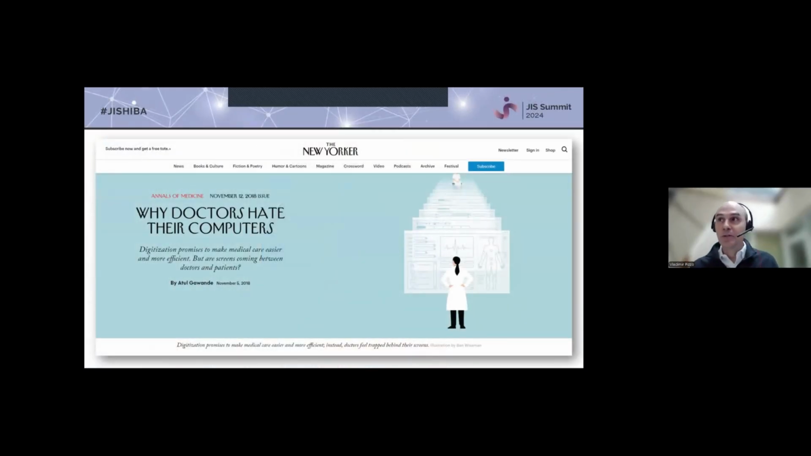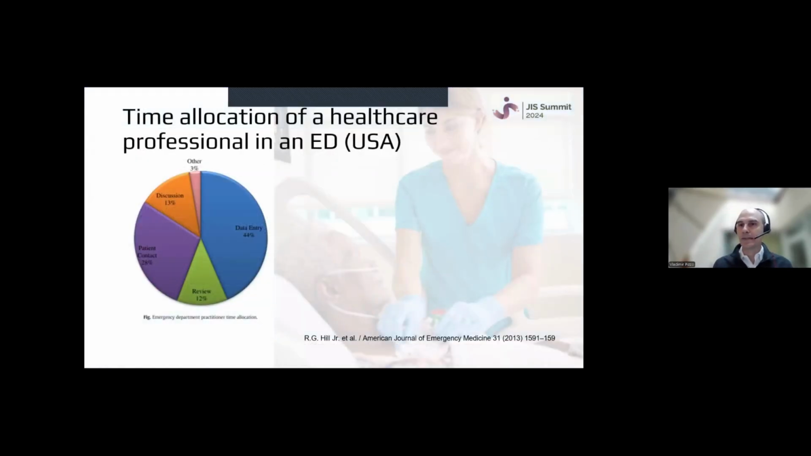And as you may know, doctors hate their computers. This is an interesting publication from a couple of years ago. You can see here one doctor in the foreground and her patient underneath, behind a lot of screens. So this is an interesting discussion that took place in the past and is still running. I decided to bring some evidence or texts that are classical in this domain.